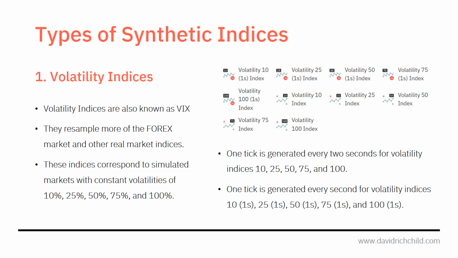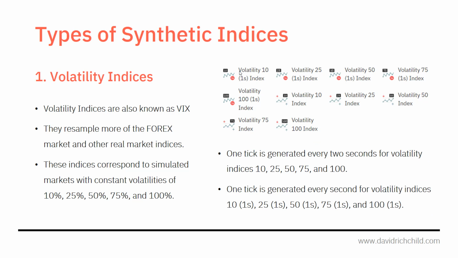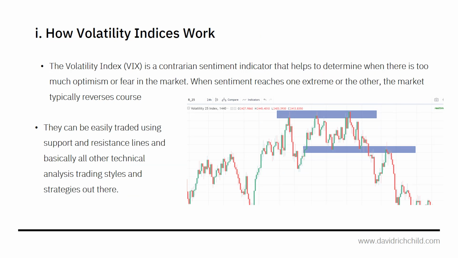The indices correspond to simulated markets with constant volatilities of 10%, 25%, 50%, 75%, and 100%. So as you can see right here, Volatility 10 (1s) means that it has a 10% chance of being volatile. The higher the number is, the more volatile that instrument is. The Volatility 10 (1s) generates 1 tick every second on this trading instrument. So this is how volatility indices work.